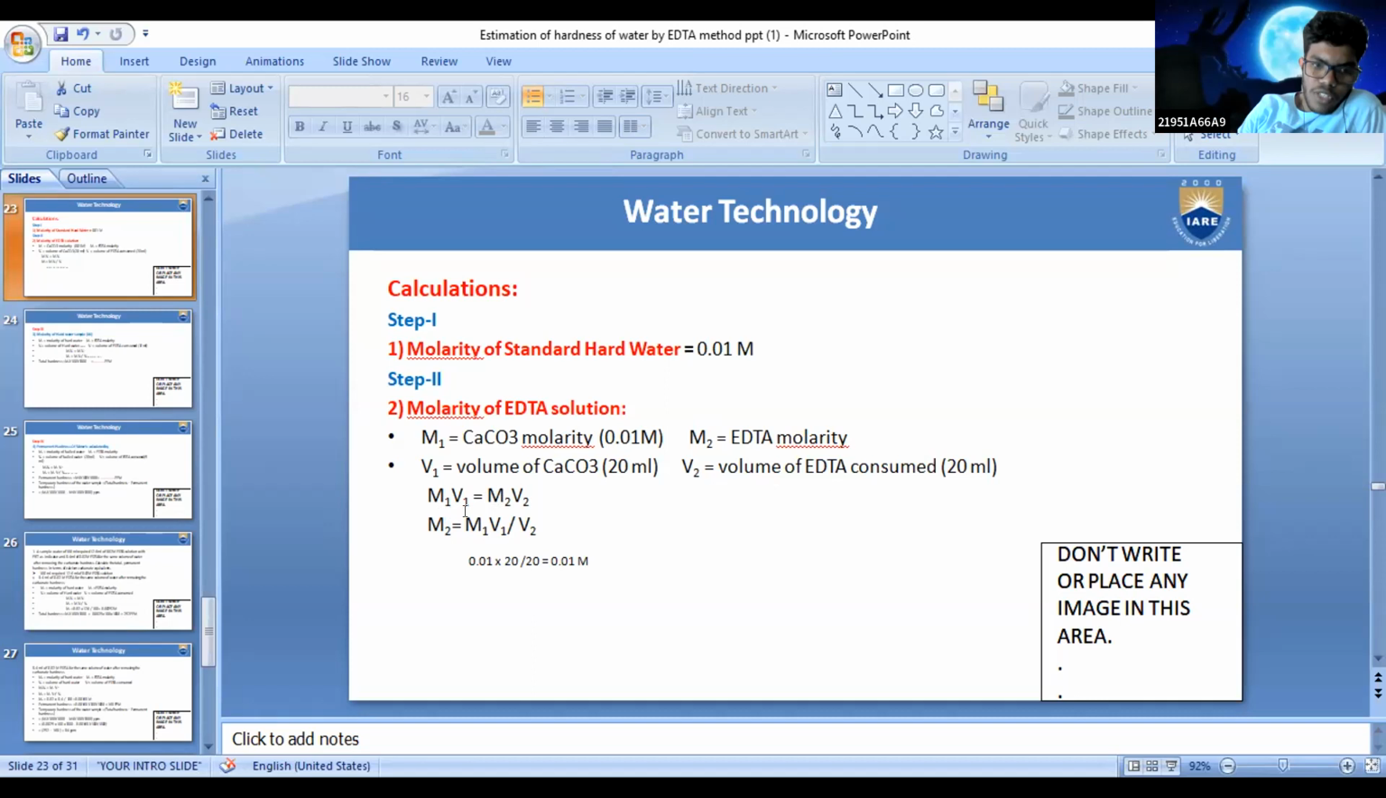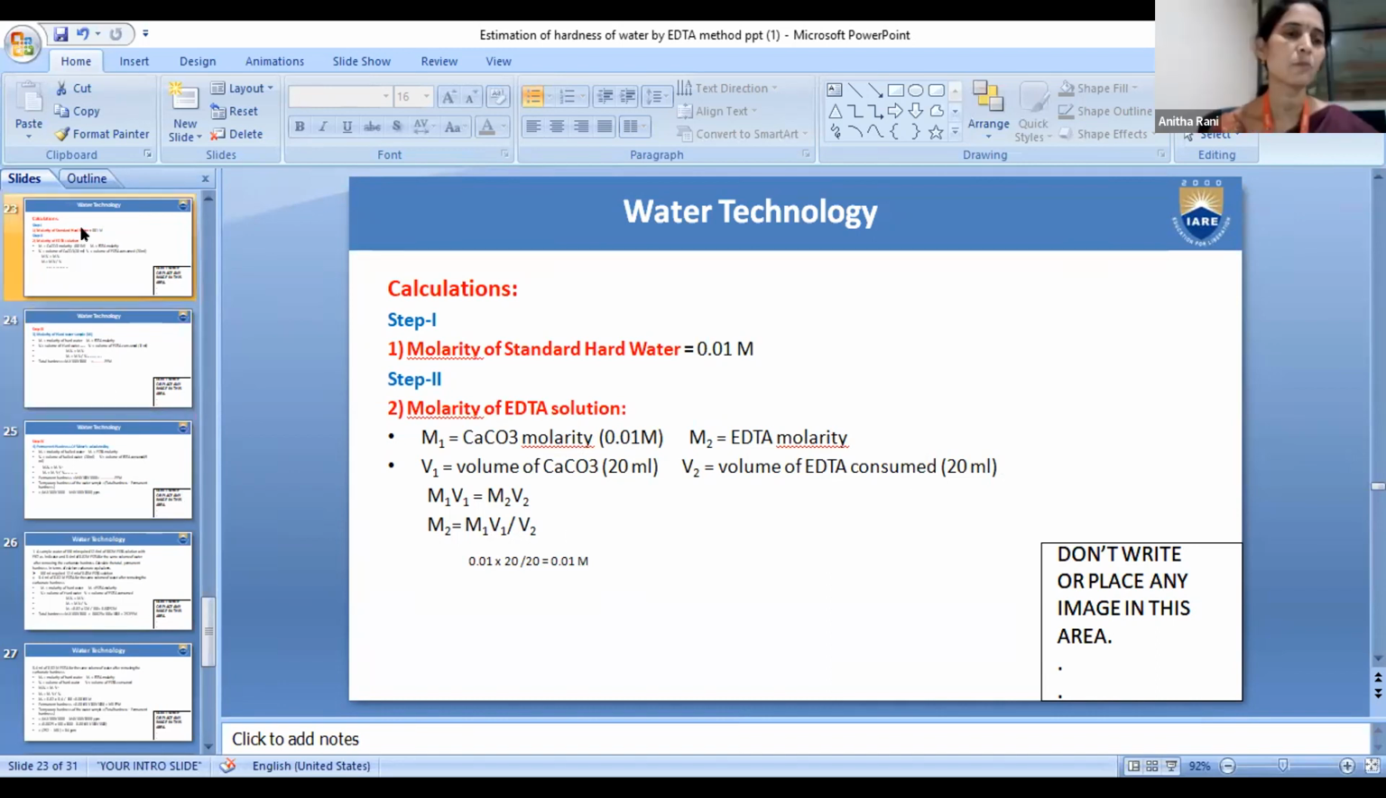Then go for calculation. What is the formula in step 2? M1V1 is equal to M2V2. So M2 is equal to M1V1 by V2. What is the M1 value? 0.01. What is V1? 20 ml of calcium carbonate solution taken. How much volume of EDTA consumed? 20. What is M2, the molarity of EDTA? 0.01. Okay, very good. Step 2 you understood.